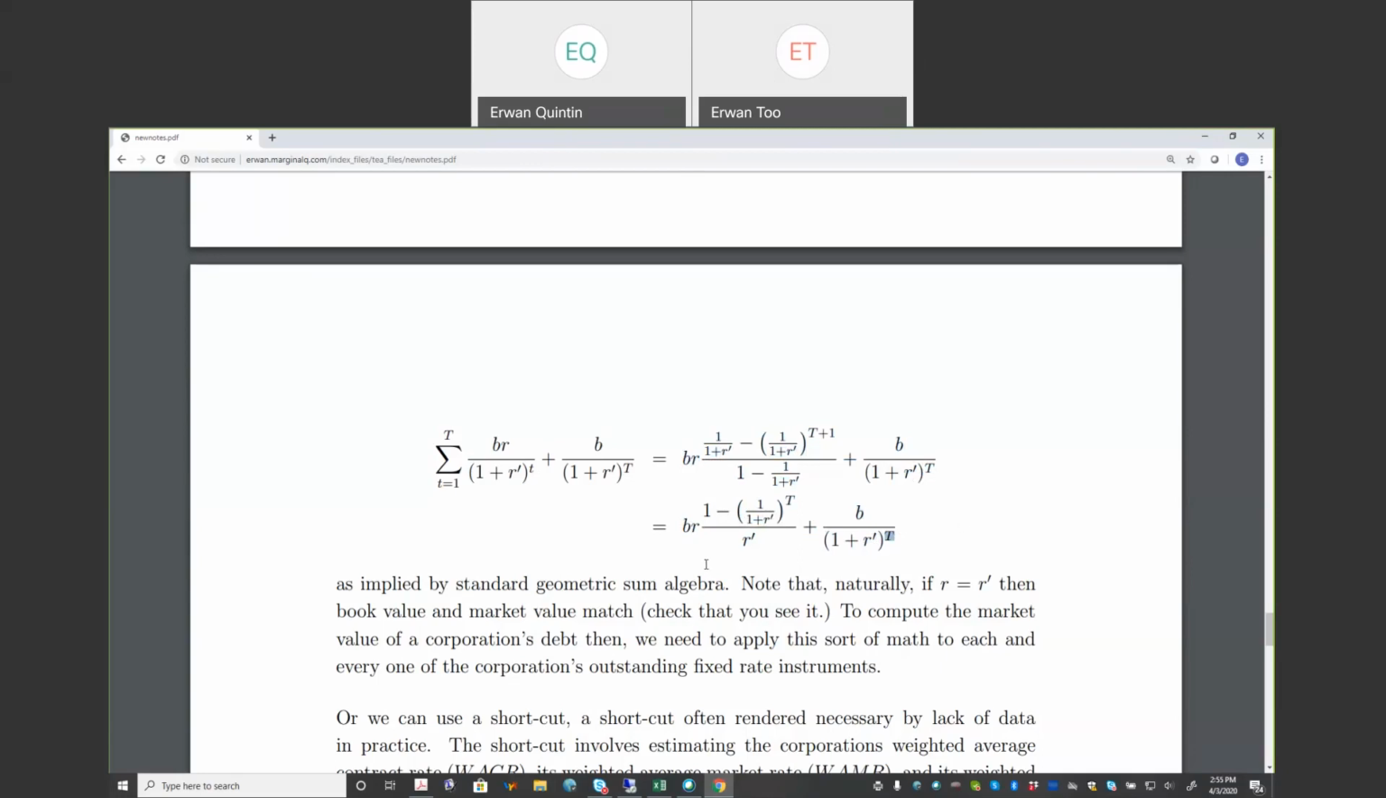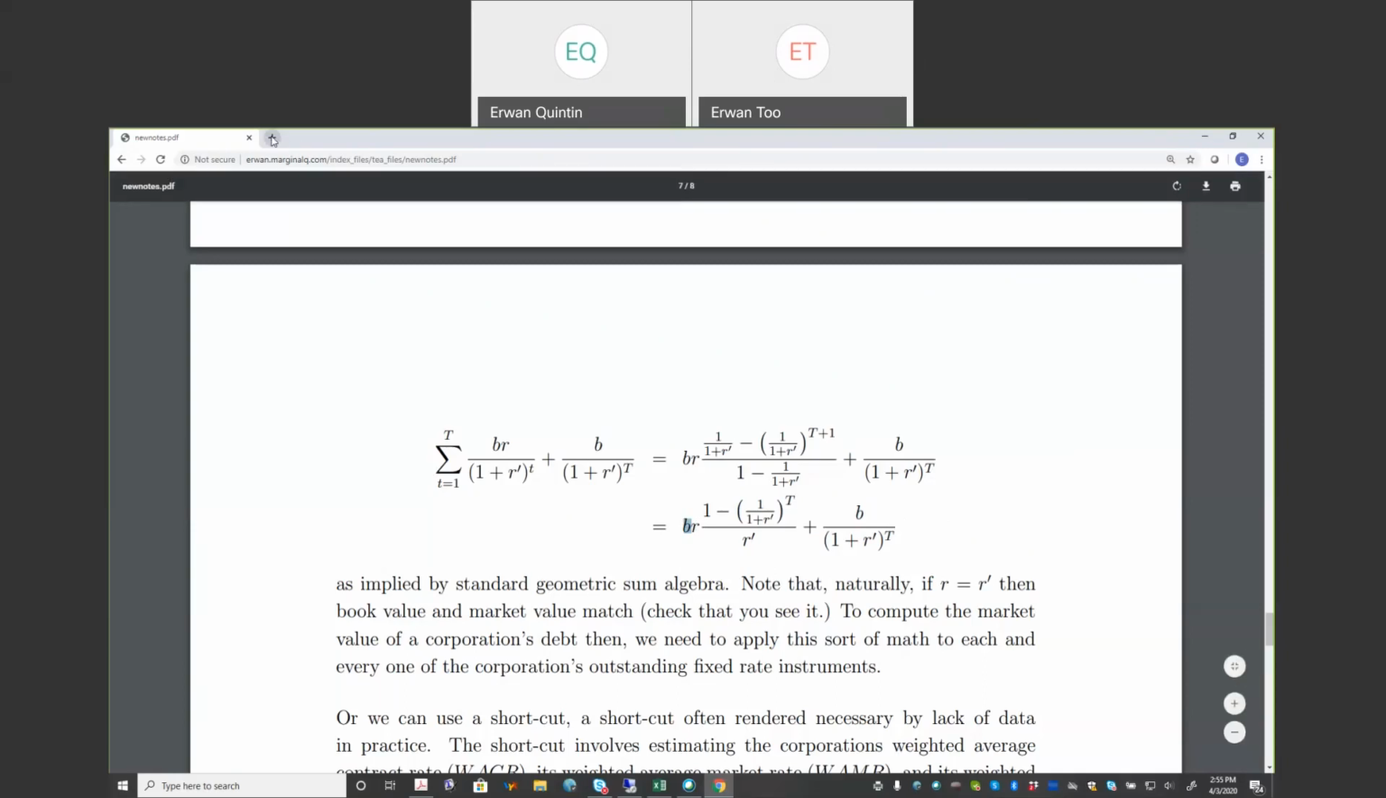For instance, if R prime is equal to R, in other words, if the market rate is equal to the contract rate, then the market value of debt is going to be equal to B. This is algebra that you should do for yourself. You should check that what I just said is correct, but all we want to do today is put this particular formula, this type of formula to work.